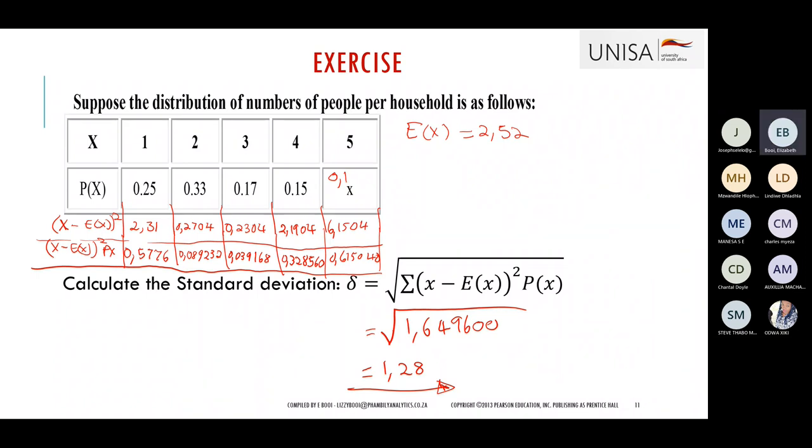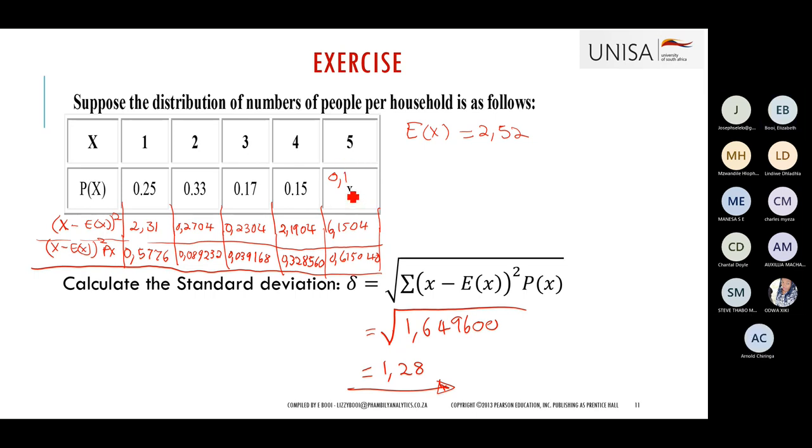So I don't know, where did you get the value of X? Can you please just explain for me? The value of X. Which one? The 0.1, this. You mean here? No, that one, at P of X, the last one. Okay, so there is a row that is being written X and you wrote 0.1 with red. Yes, that one. Yes, yes. X will be 1 minus the sum of all these probabilities.